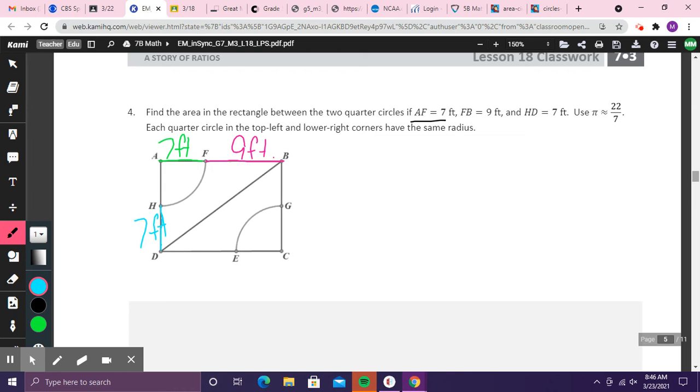Well, it's asking us to find the area of the rectangle between the two quarter circles. This is 2 quarter circles. So there's like 4 different ways we can do this. Well, that's why you need to knock it down to 1. So what can we do here? We have 2 quarter circles.